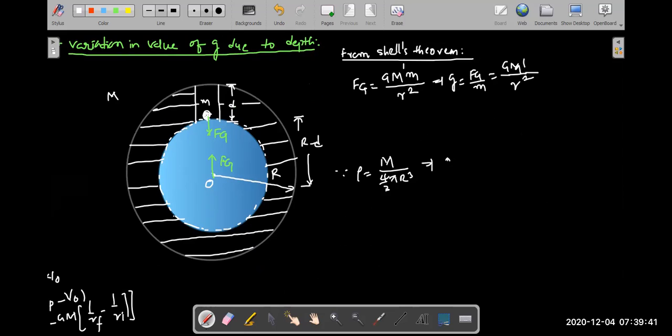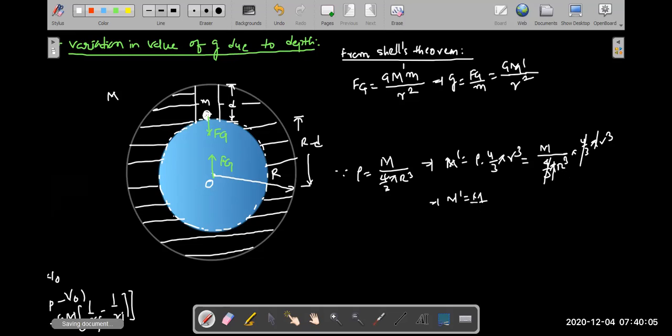Clear? Now if I want the small mass m dash, can I write it as density into volume, 4 by 3 pi small r cube? Yes, that will be the density, M by 4 by 3 pi capital R cube, times 4 by 3 pi small r cube. 4 pi by 3 and 4 pi by 3 get cancelled. So m dash is equal to M times small r cube by capital R cube. Is that right?